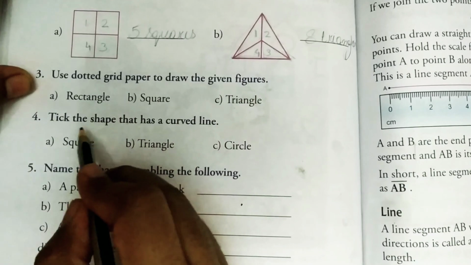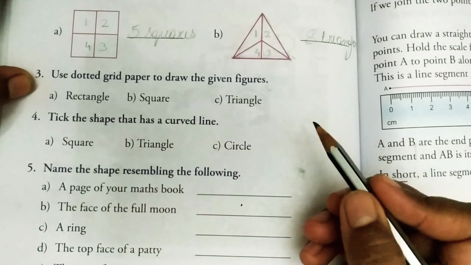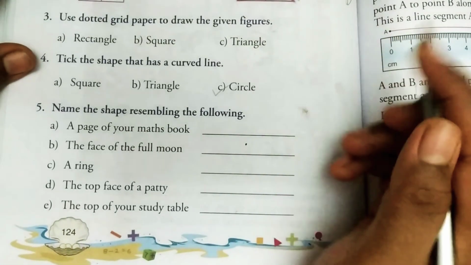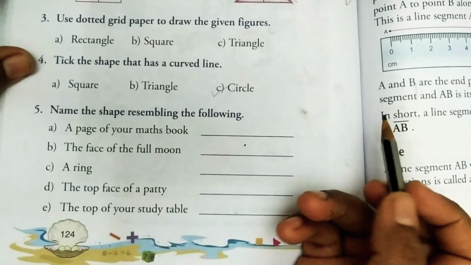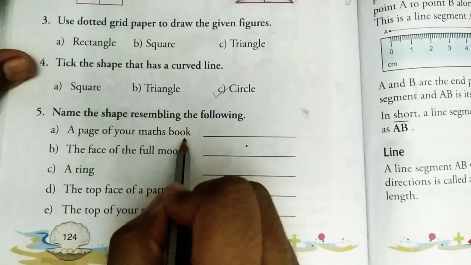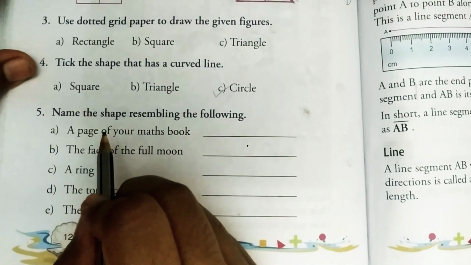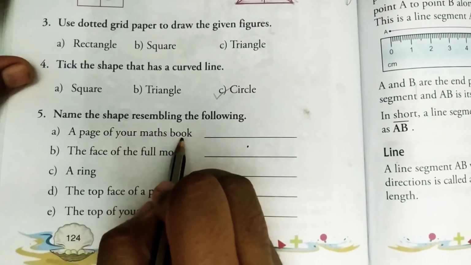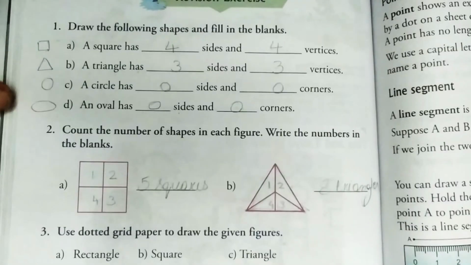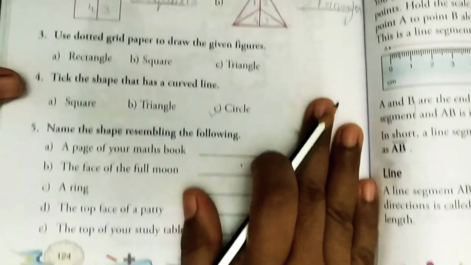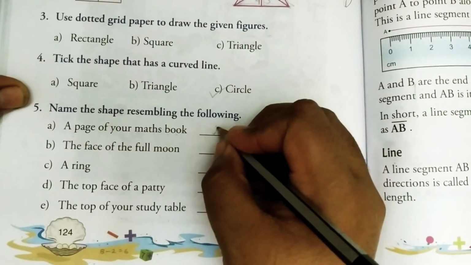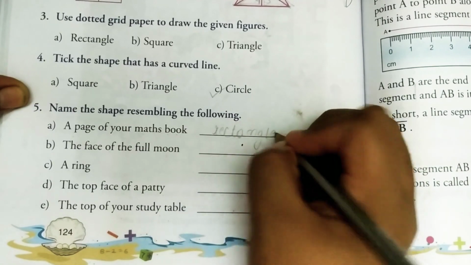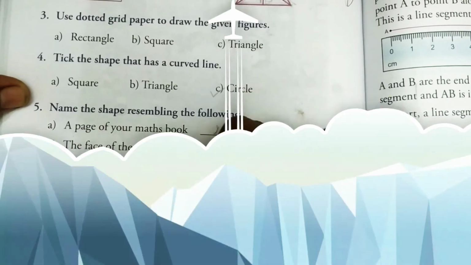The fourth question, take the shape that has curved line. You tell me which one? Circle. Okay. Now the fifth one is really easy. Name the shape resembling the following. You have to read each line and whatever shape it resembles, you have to write it. For example, a page of your maths notebook. It is normally, for example, this page in your textbook. Let's see. So it is a rectangle. Okay. So similarly, write all the 4 shapes.